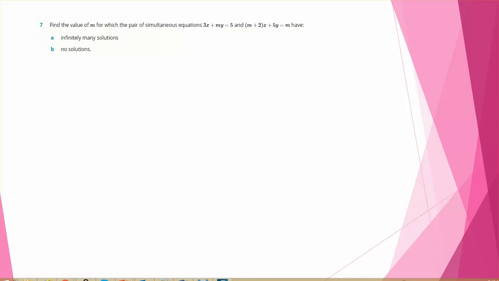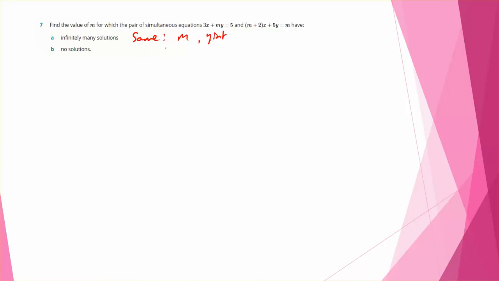This is for Year 11 Methods. We're going to look at question 7 from exercise 2H. We've got a situation where we have a pair of simultaneous equations. It's got a parameter, and we're trying to find the values for m for which it gives infinitely many solutions or no solutions. So for infinitely many solutions, we want the same gradient and y-intercept.